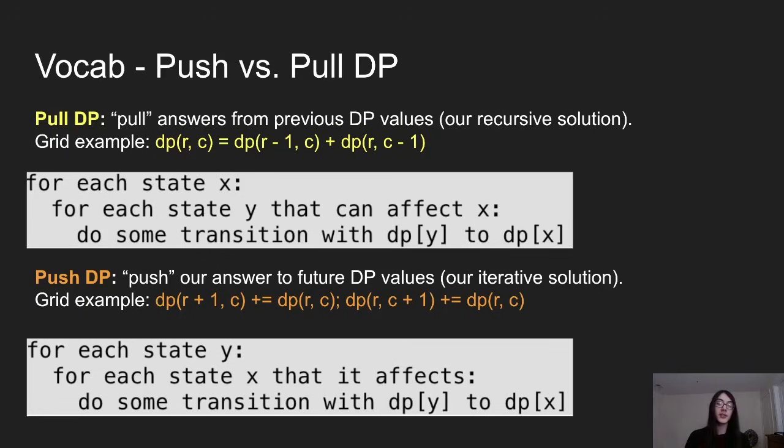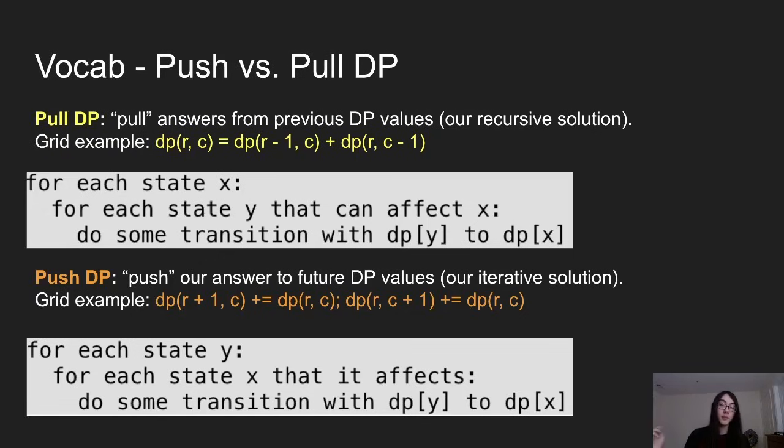In pseudocode, it's structured like, for each state x that we're trying to compute, for each state y that can affect x, so for all the states that x depends on, do some transition with dp[y] to dp[x]. For example, you can add dp[y] to dp[x] or do some min-max shenanigans. It all depends on the problem. So we're pulling the information from the y states and using them to figure out what the x state is. This was equivalent to our recursive solution.